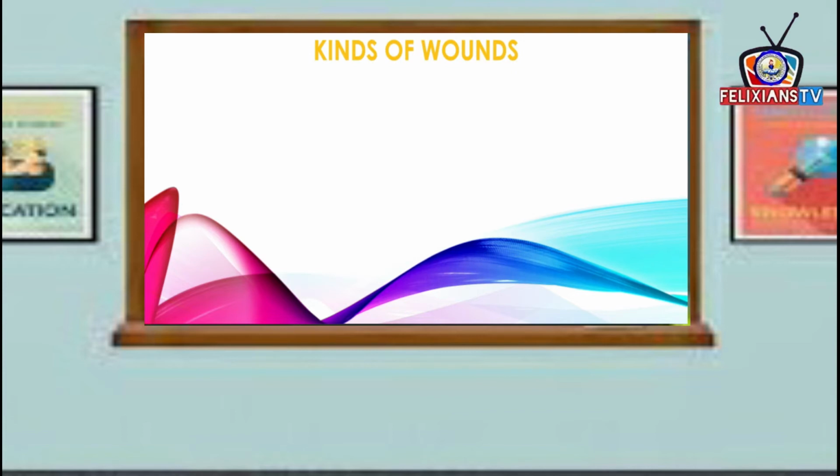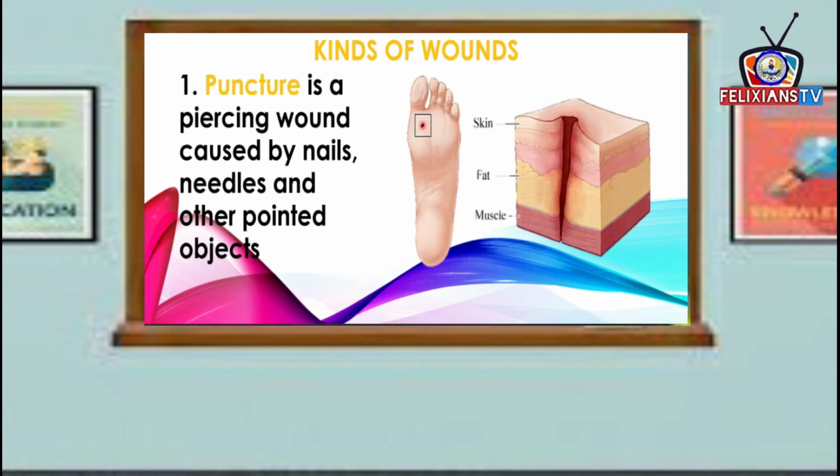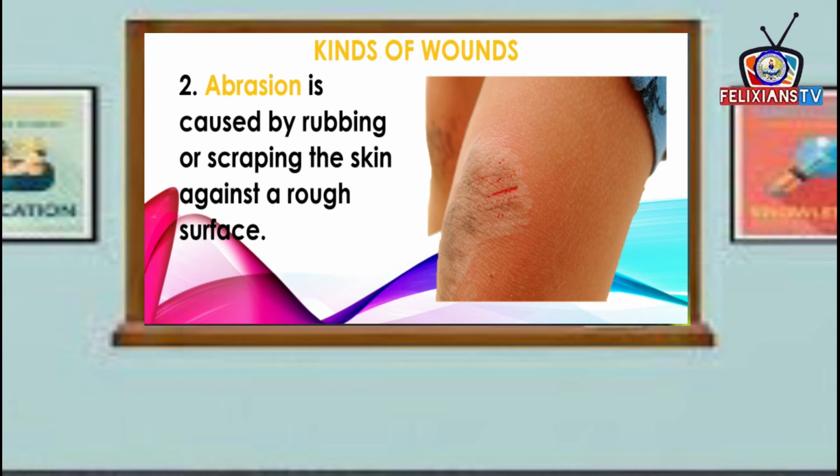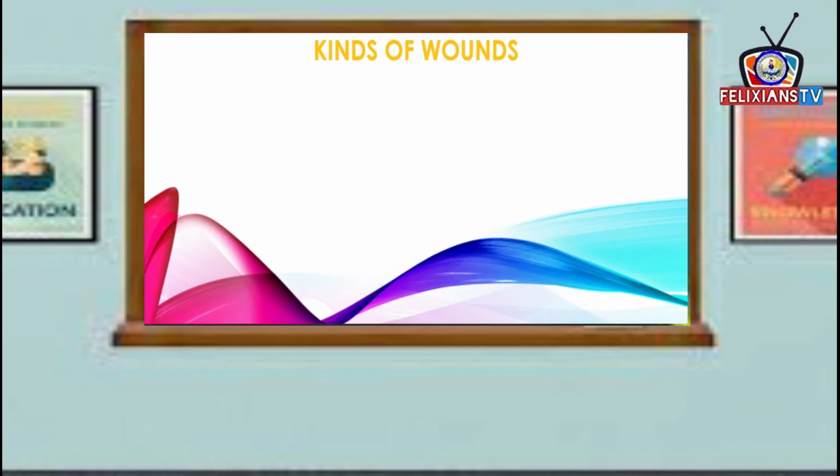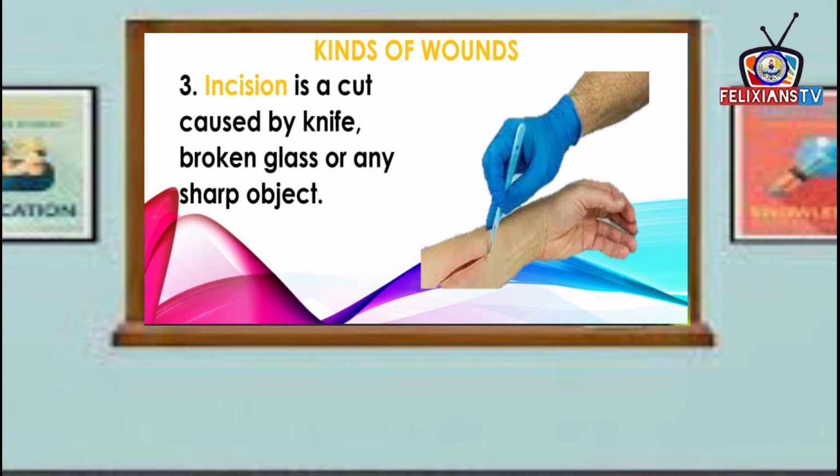Kinds of wounds. Number 1, puncture is a piercing wound caused by nails, needles, and other pointed objects. Number 2, abrasion is caused by rubbing or scraping the skin against a rough surface. Number 3, incision is a cut caused by knife, broken glass, or any sharp object.